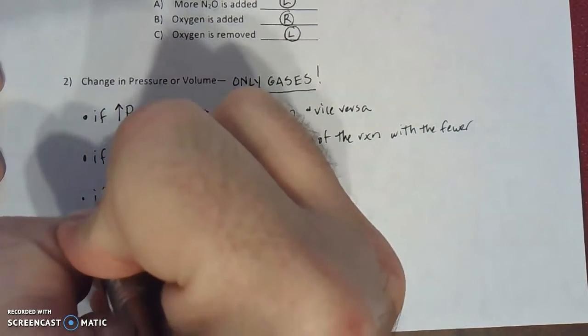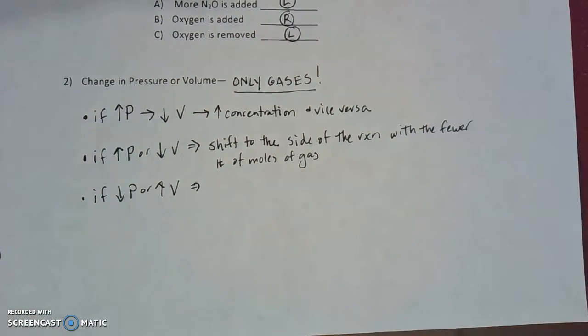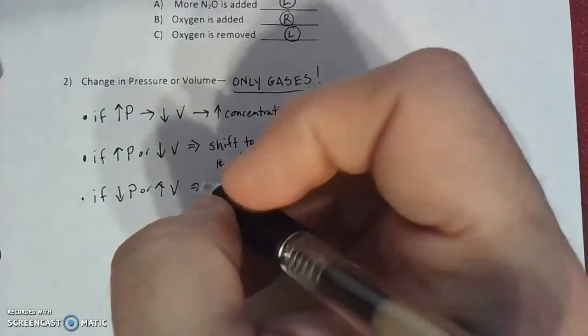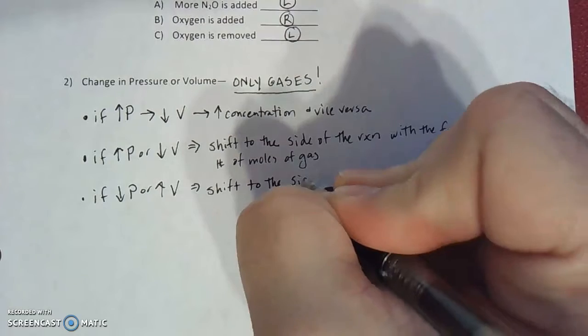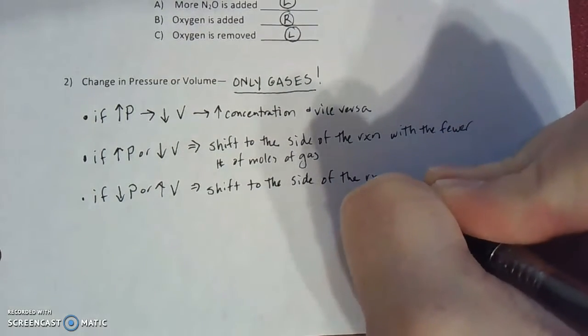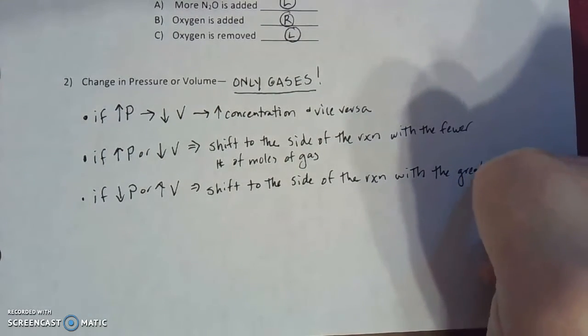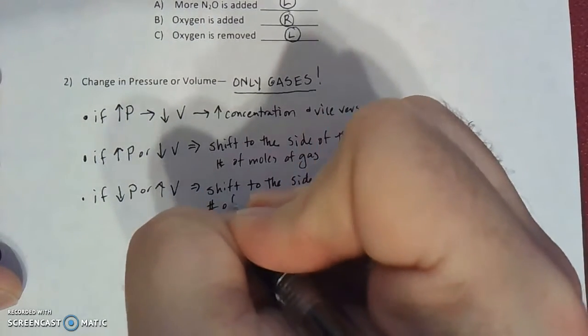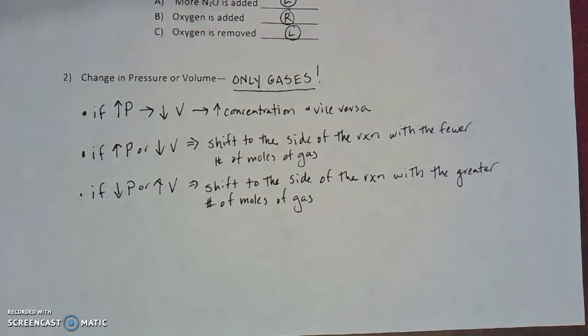And the opposite is true. If we decrease the pressure or increase the volume and we want to remain at the same concentration, we're going to have to shift to the side of the reaction with the greater number of moles of gas. Again, we want to maintain what we had. So if we have more room, we're going to have to put more things in there to maintain that certain level.